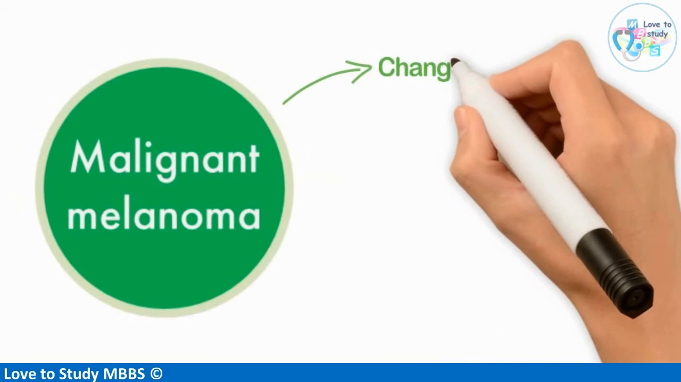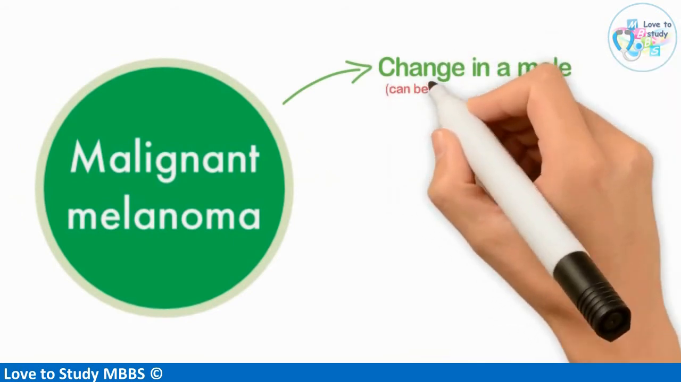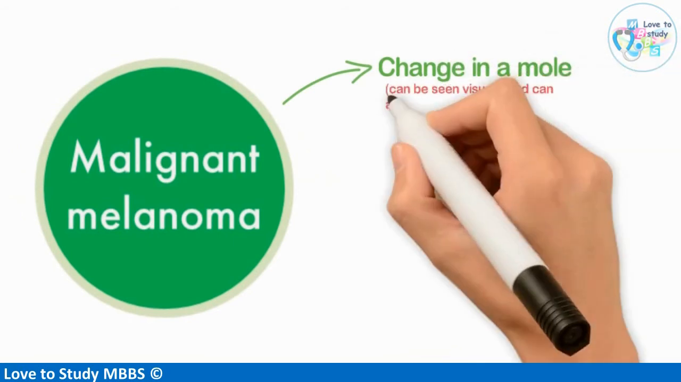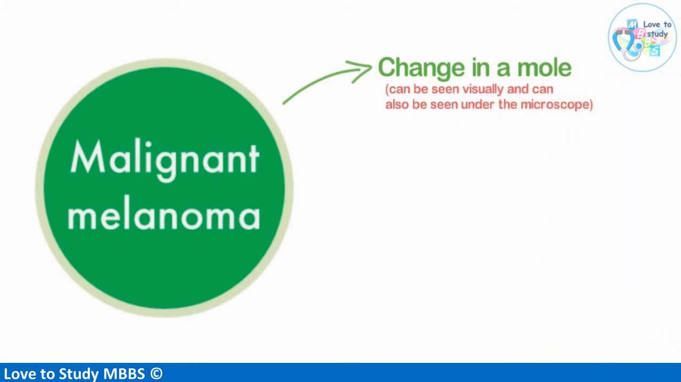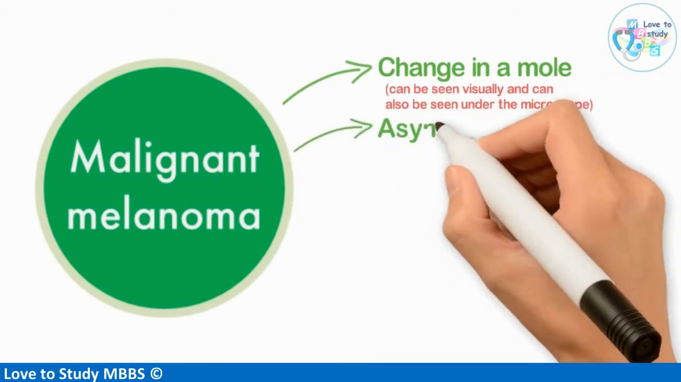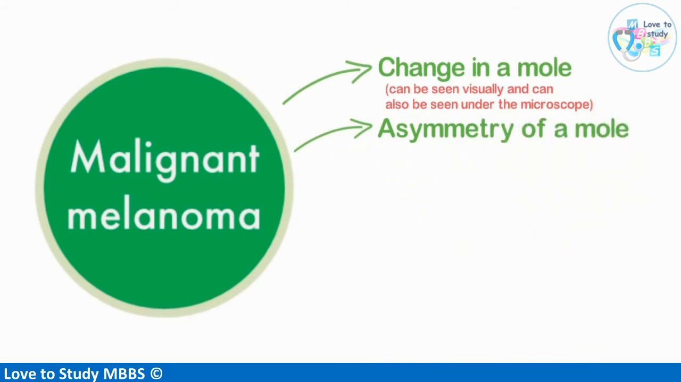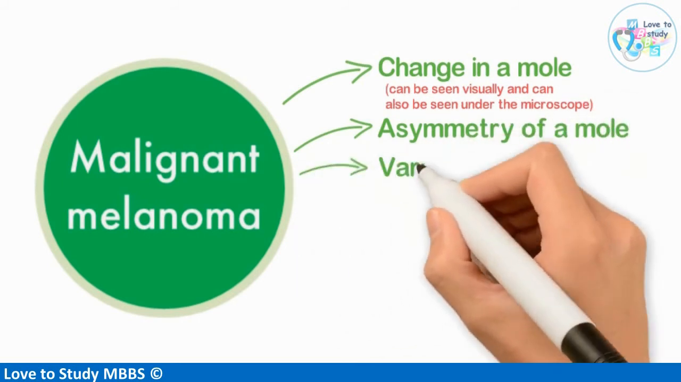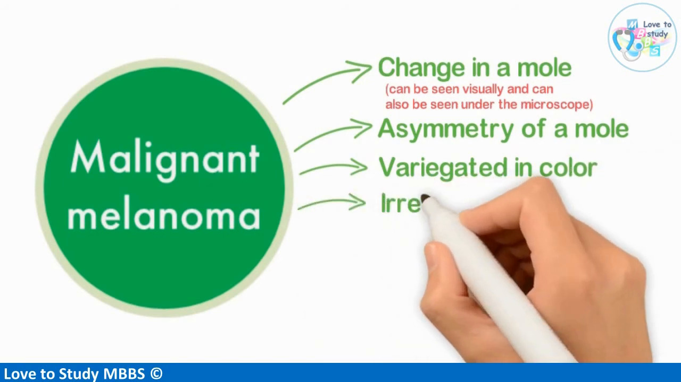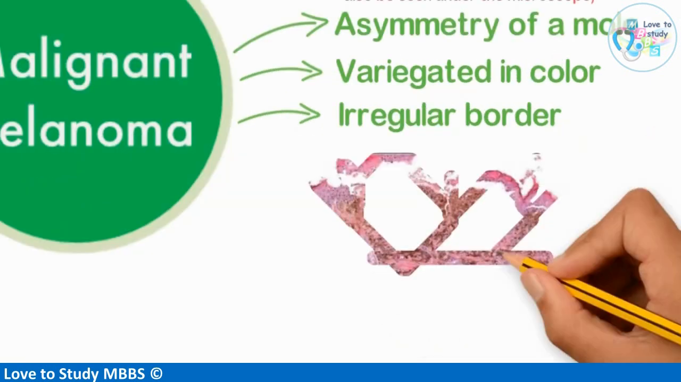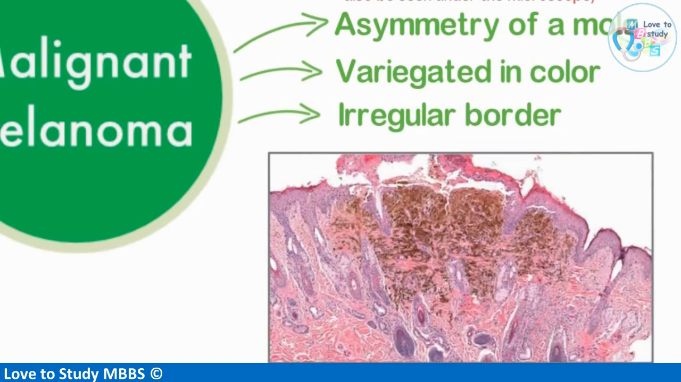Melanoma skin biopsies will show up as a change in a mole that can be seen visually and can also be seen under the microscope as a malignancy of the melanocytes. The gross pathology of malignant melanoma will often include asymmetry of a mole that can be colorless to black and usually variegated in color. The mole will have an irregular border with cancerous changes seen on the part of the skin, not necessarily an aspect of the original mole.